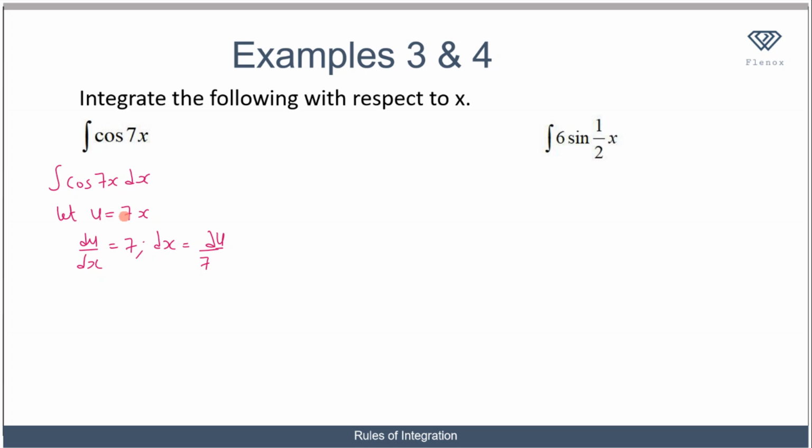So when I replace the value of u and dx here, I get that this is the same thing as the integral of what? Of cos u times du over 7. Now I know that when I integrate cos u now, I get what? Sin u. So this becomes what? Sin u over 7 plus my constant of integration. And my u value, we know that is 7x. Which is the same thing as saying sin 7x over 7 plus my constant of integration.